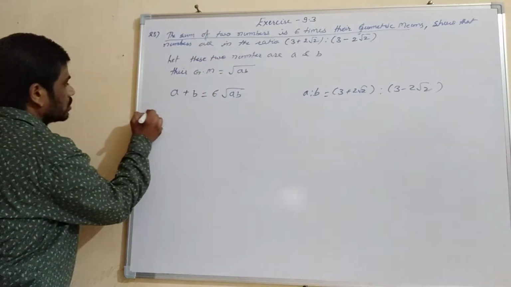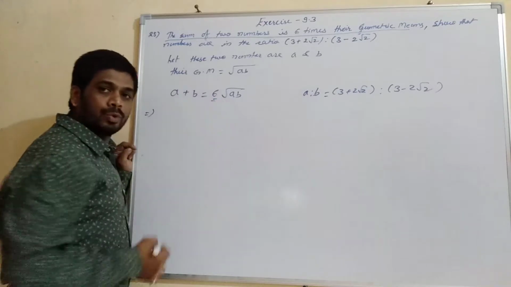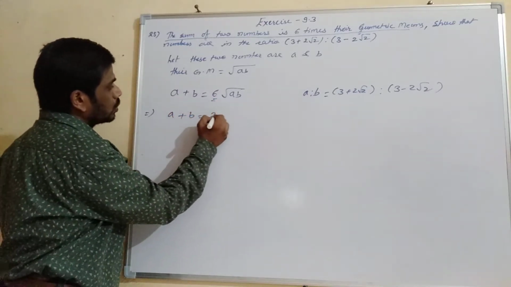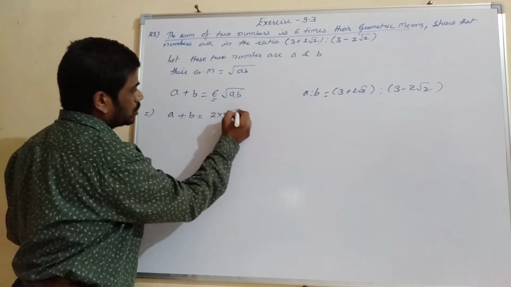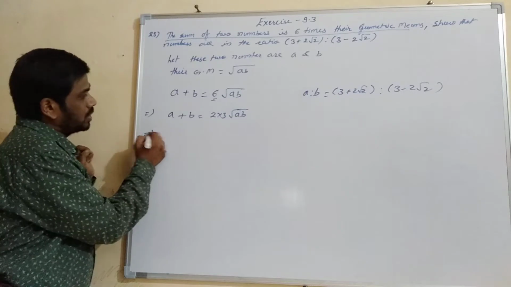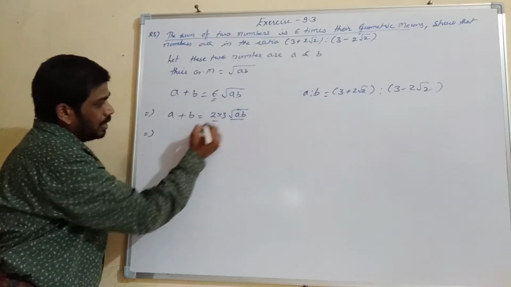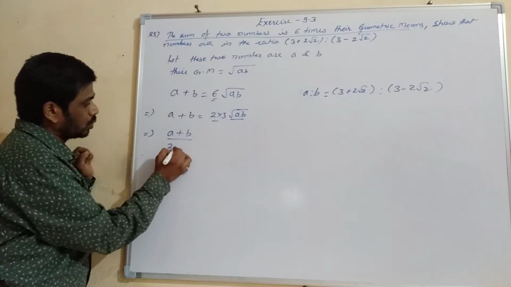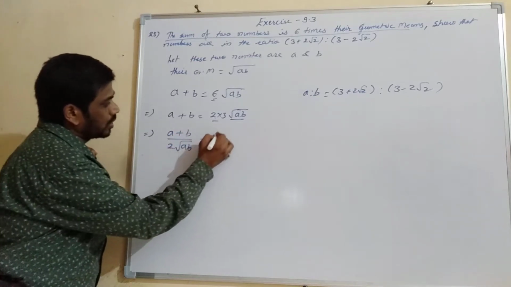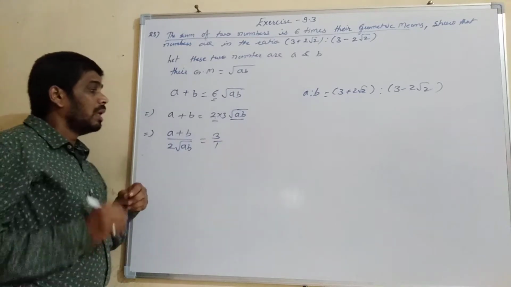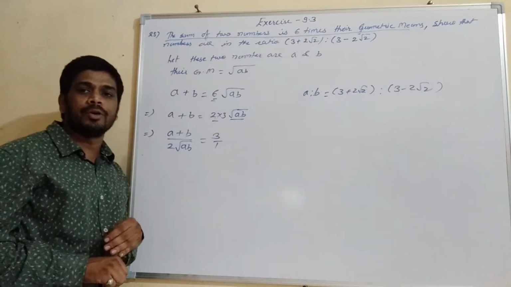So here 6 you can write as 2 into 3. So a plus b equals 2 into 3 into square root of ab. Now we will shift this 2 and root ab downside of a plus b. So a plus b upon 2 root ab equals 3, and 3 we can write as 3 upon 1. Now here we will apply the componendo dividendo rule.